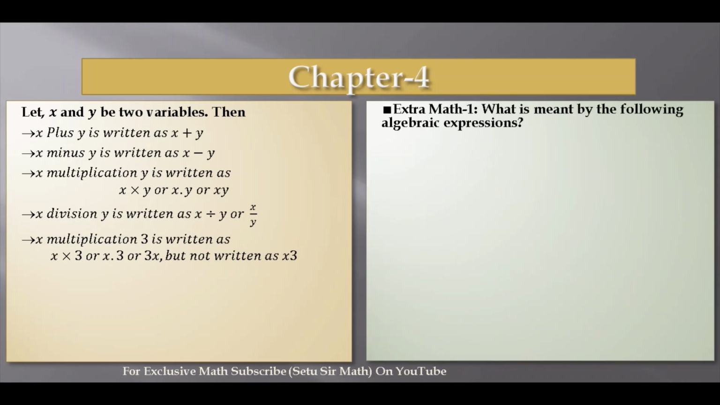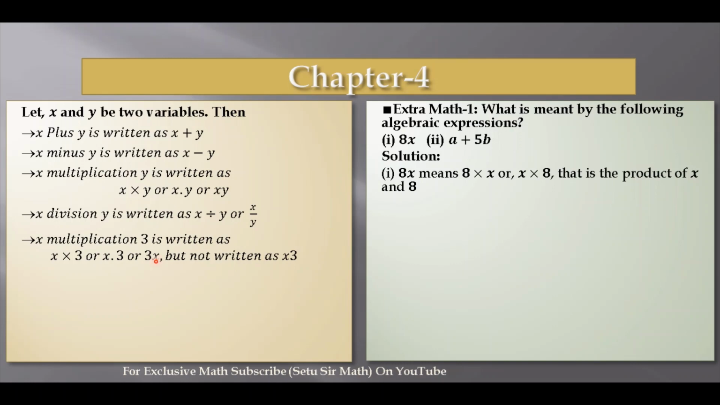Extra math 1. What is meant by the following algebraic expressions? 8x, a plus 5b. So let's see the solution. That is the solution. 8x means 8 multiplied by x or x multiplied by 8. That is the product of x and 8.